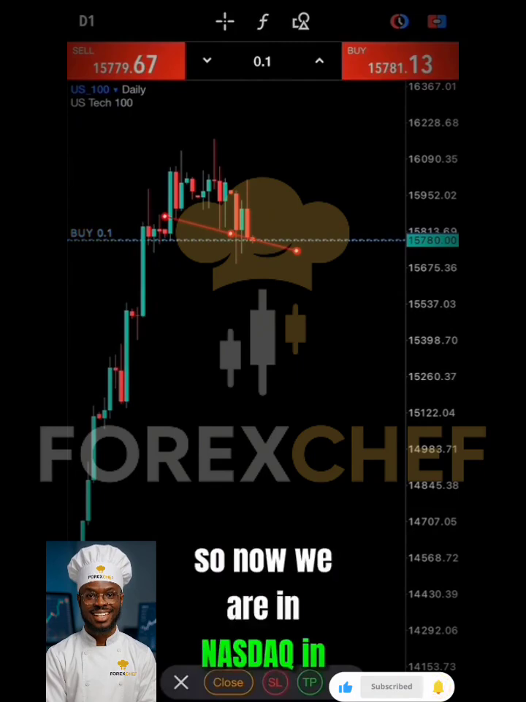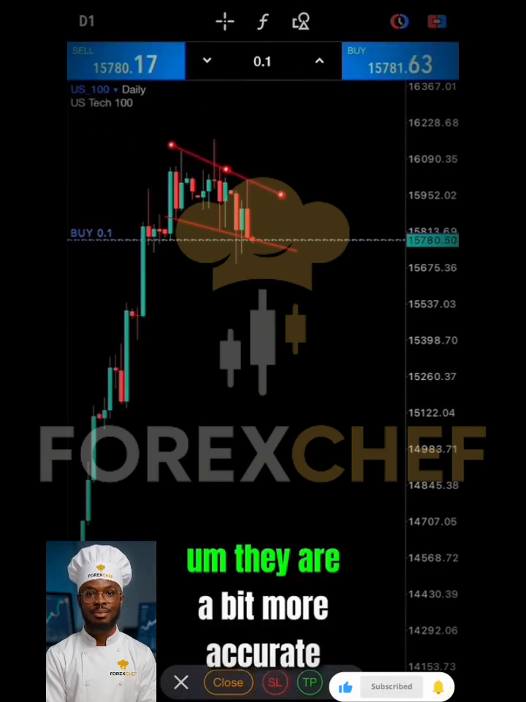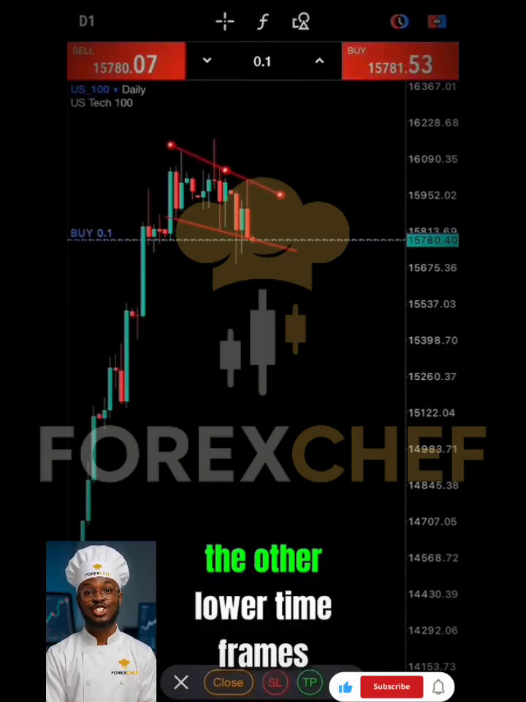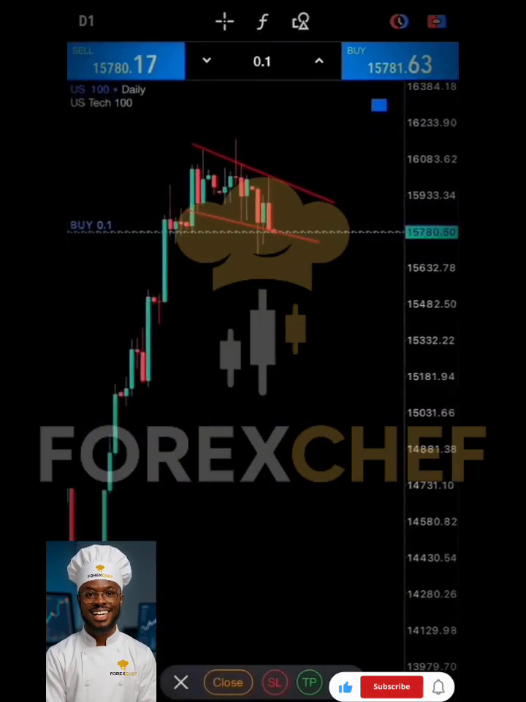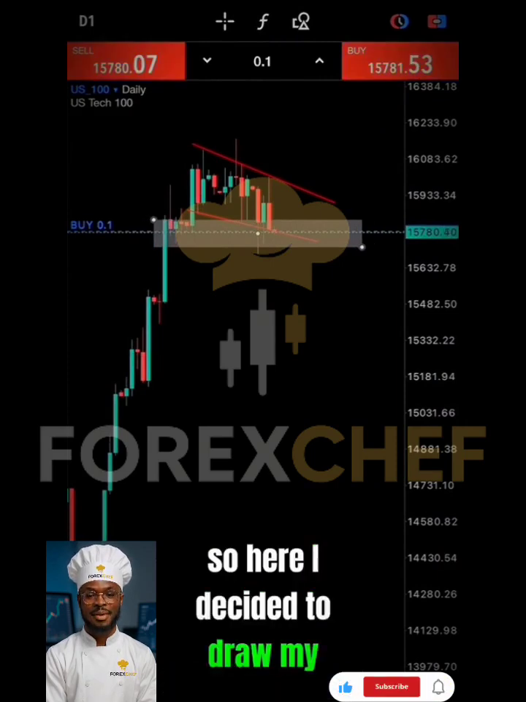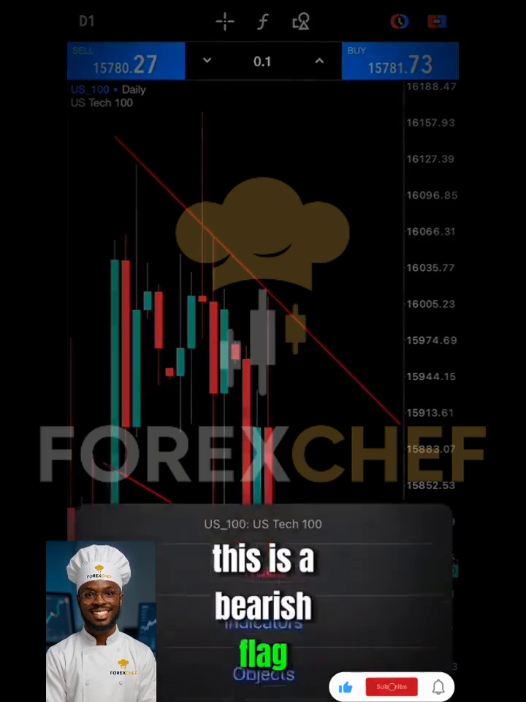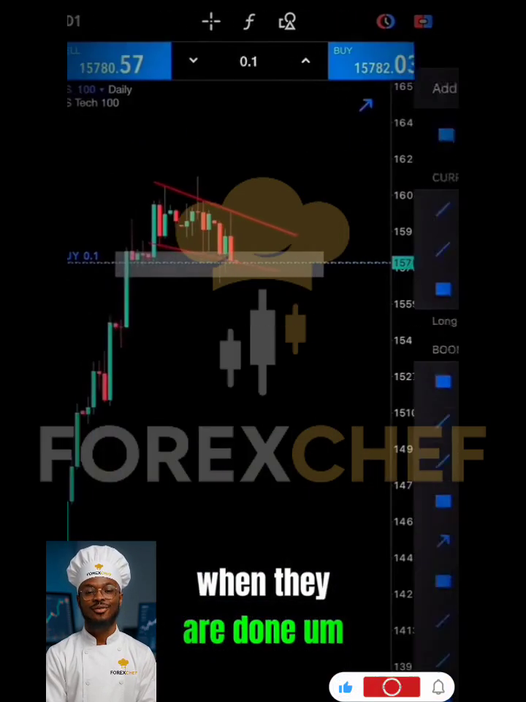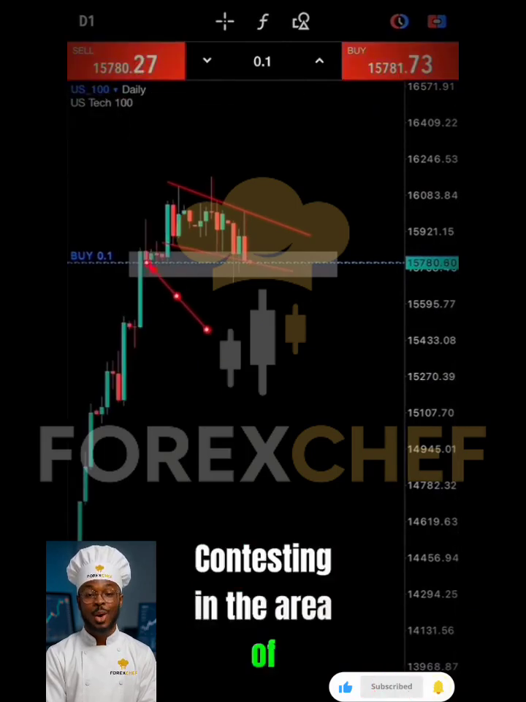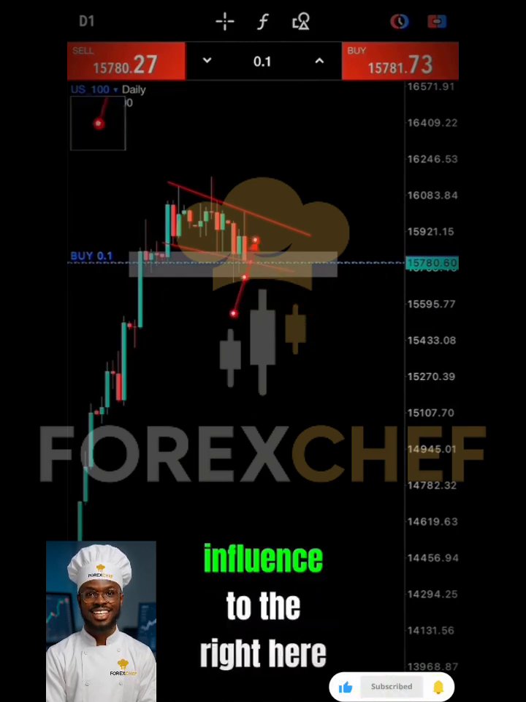So now we are in Nasdaq in the daily time frame. Notice the daily time frame and the H4 are a bit more accurate than the other lower time frames. Here I decided to draw my trend line using the wicks only, and you can notice that this is a bearish flag, and bearish flags always go bullish when they are done consolidating in the area of confluence. So that's a rally base rally, right? Which means it's going to influence to the right here.